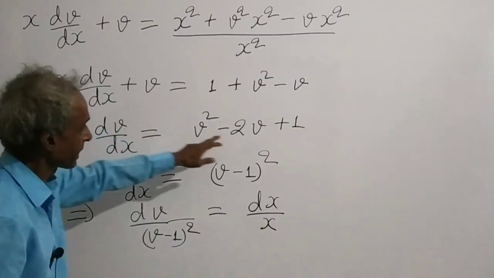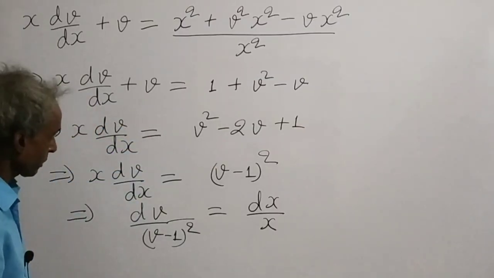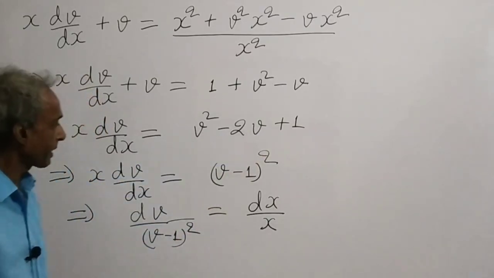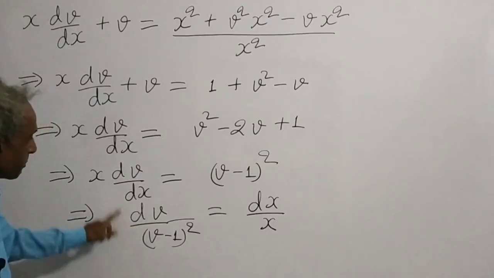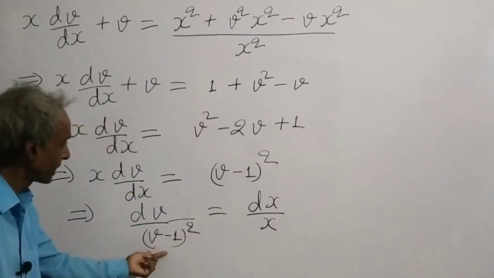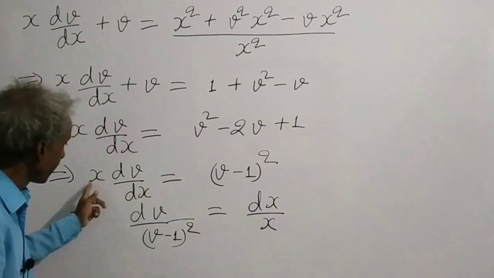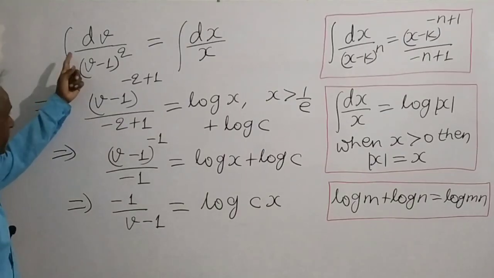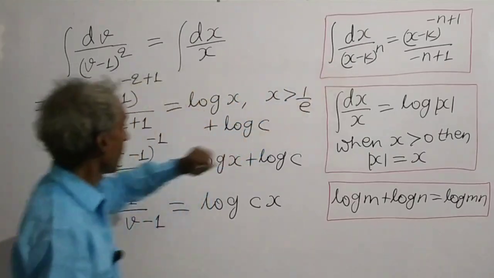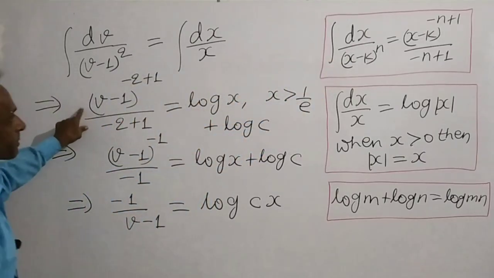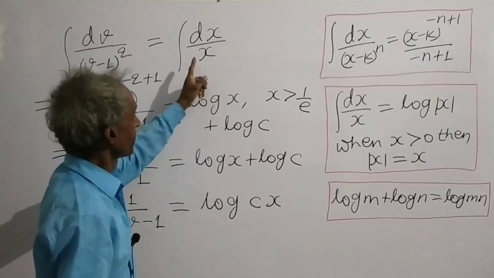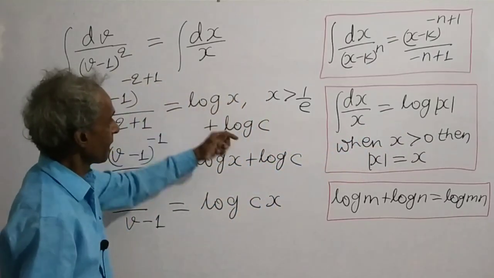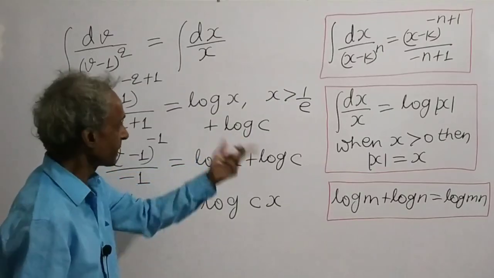Shifting this v on the right hand side, we get this. This becomes (v minus 1) square. Now we separate variables: dv by (v minus 1) square is equal to dx by x. Integrating this by using this formula, we write this. Integrating this by using this formula, we write log x, and log c is the arbitrary constant.